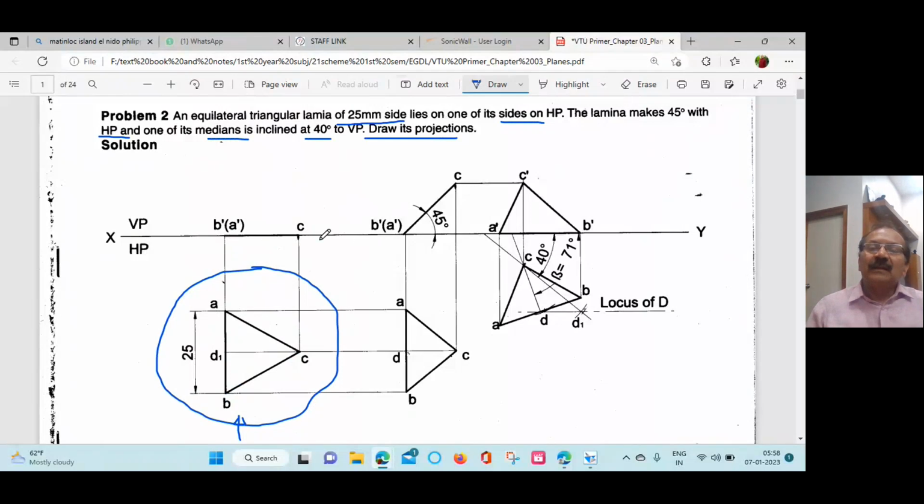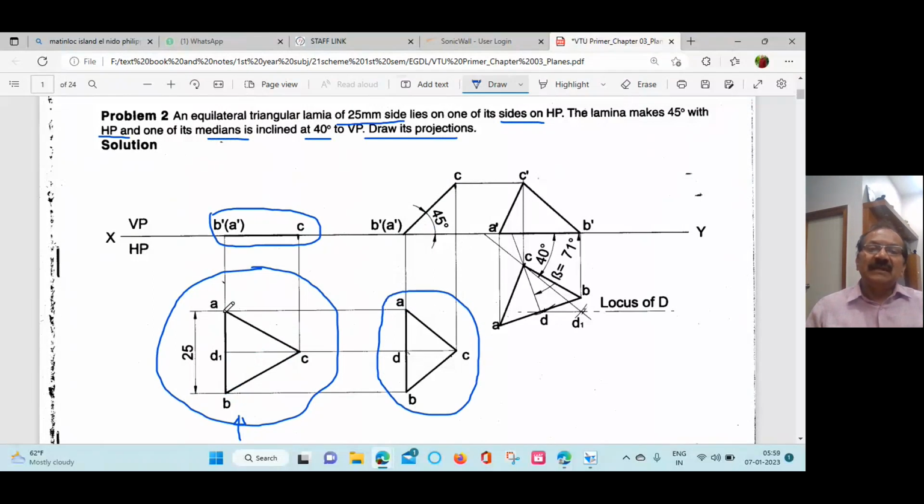Now the second step: surface inclined to HP. Surface inclined to HP means this line B dash A dash should be inclined to HP, meaning it appears on VP. So on VP, tilt this line B dash C dash by an angle of 45 degrees. This is the surface inclination to HP. Then you project it down, you will get one more triangle. This is the apparent shape of the triangle.